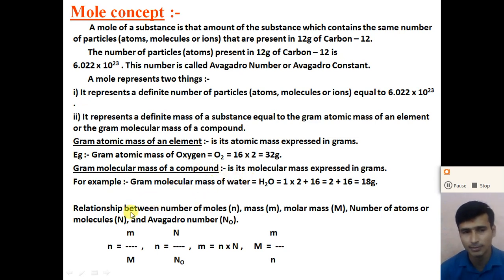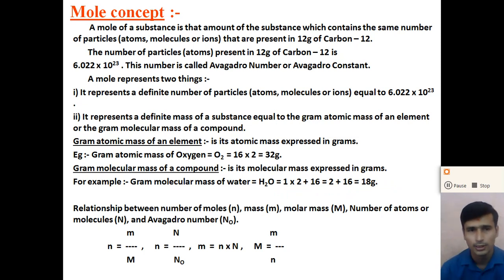For example, consider the gram molecular mass of water, H2O. H2O has 2 atoms of hydrogen, that is 2 into 1, plus 1 atom of oxygen with mass 16. So we get 18 grams. So the mass of 1 mole of water is 18 grams.